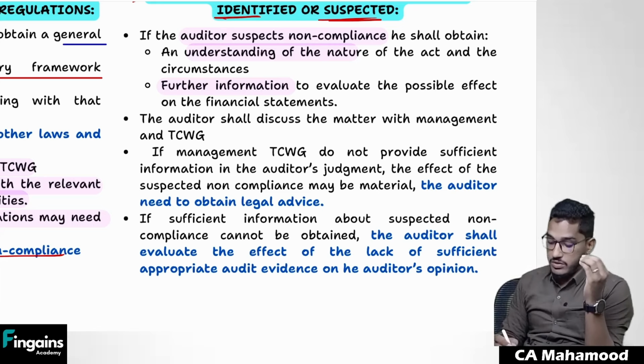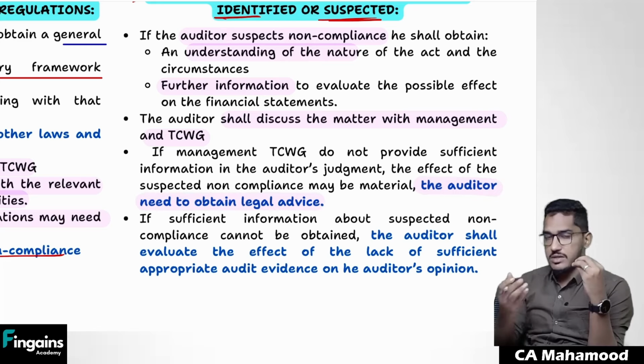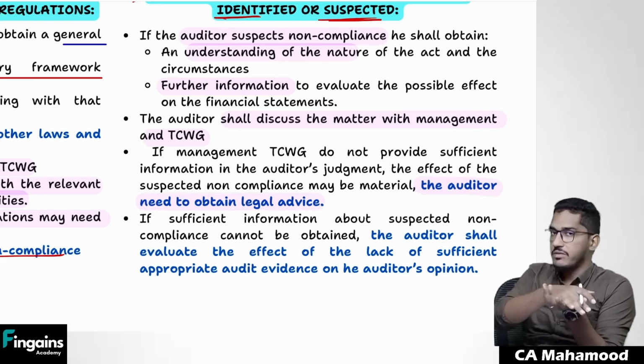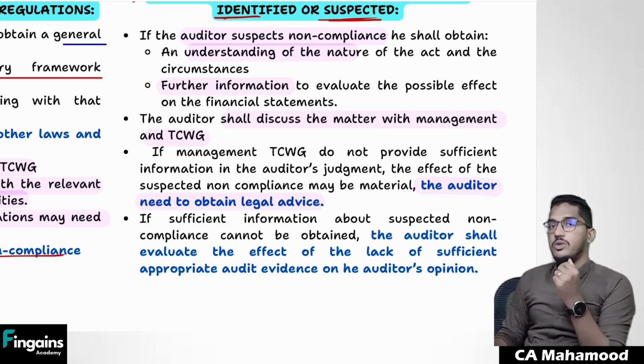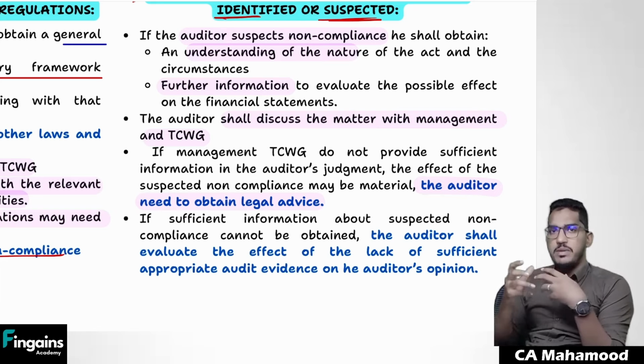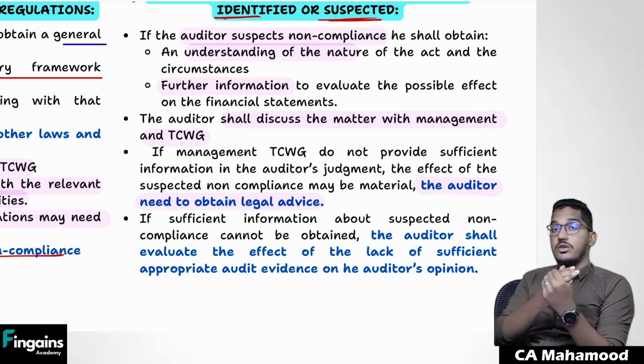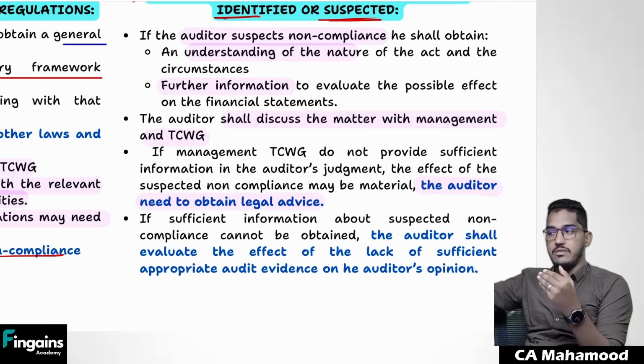And finally, the auditor shall also discuss with management and those charged with governance. Whatever non-compliances you have identified or suspected, first go and discuss with management. If the management is not giving you proper information, then consider the need to obtain legal advice. If you discuss the non-compliance with management and those charged with governance and they give you complete information, well and good. Sometimes they will not be able to give complete information. Then what should the auditor do? He should go and obtain legal advice, consult some reputed external lawyer.